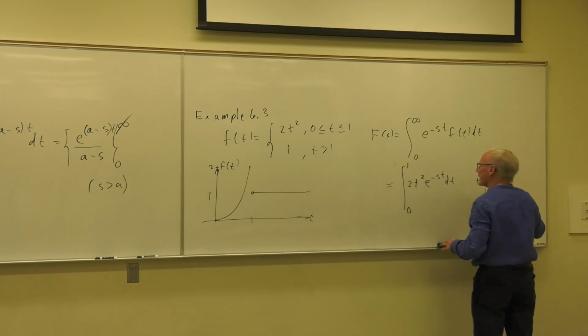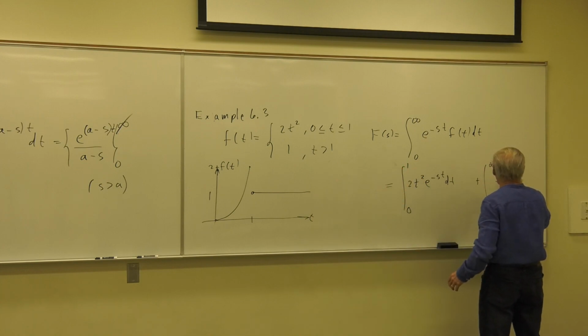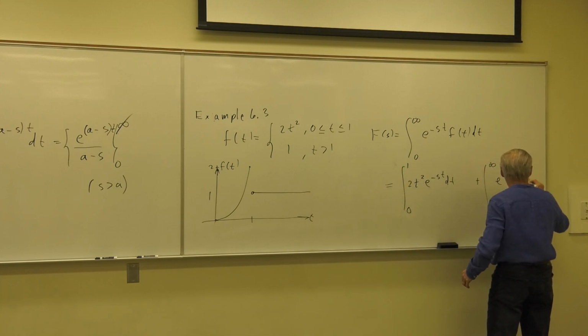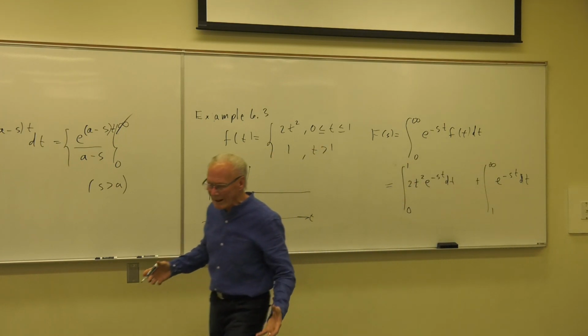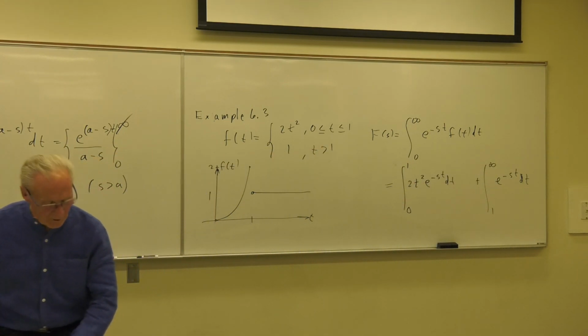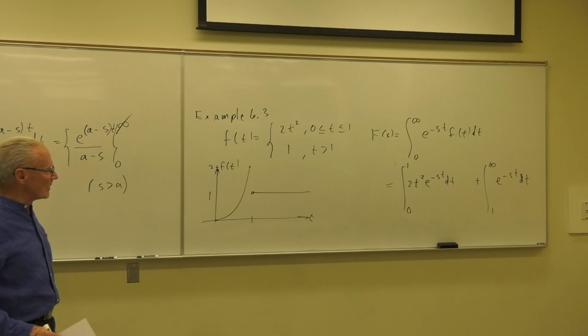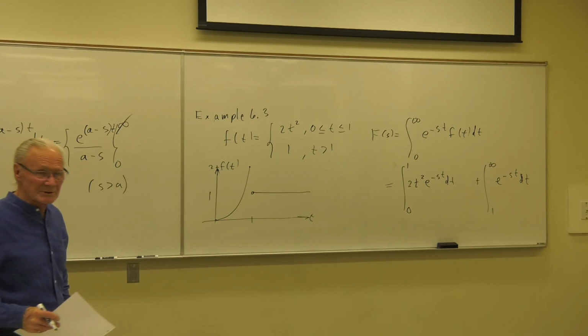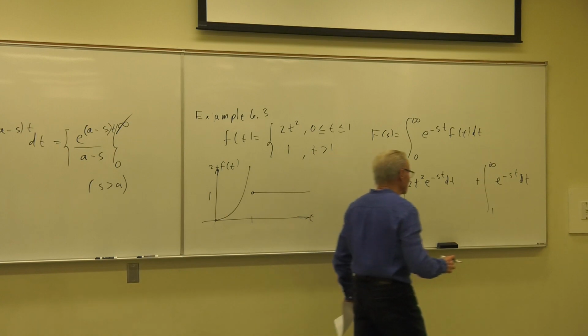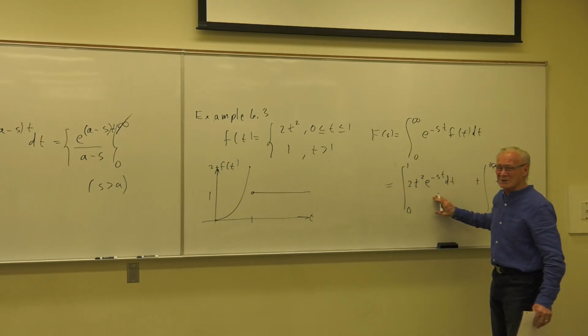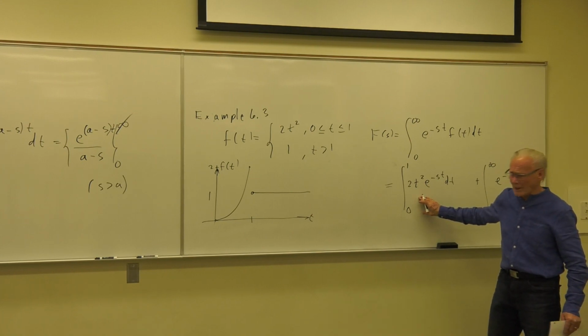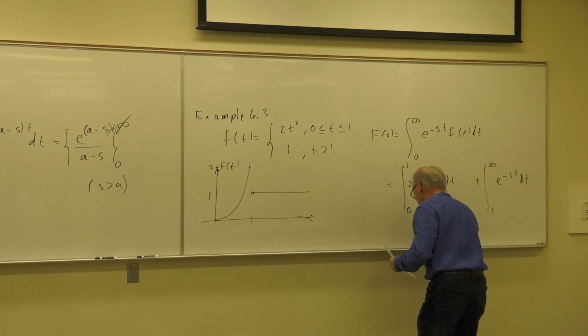And from 1 to infinity, I would simply be putting in 1. I'd have e to the minus s dt. So I'd have to do these two integrals to find out what the Laplace transform of this function is. This one we can do in our heads. This one we would have to do two integrations by parts, and I don't want to do that. So I'm going to tell you what the answer is.